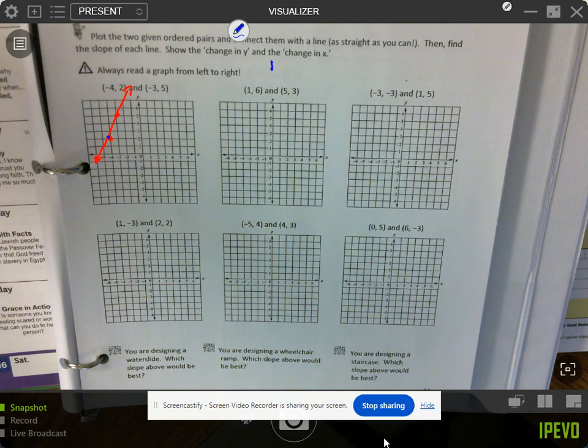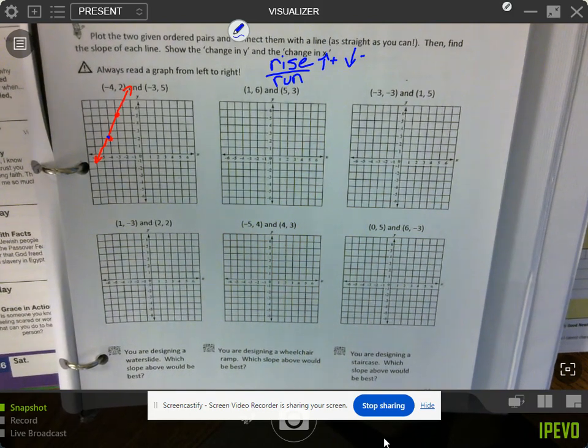Now I know it's rise over run. If I go up, it's a positive. If I go down, it's a negative. I have to go up to get to my next point. How many up am I going? I go up 1, 2, 3. So my rise is a +3. I went up, so it's positive, and I went up 3.